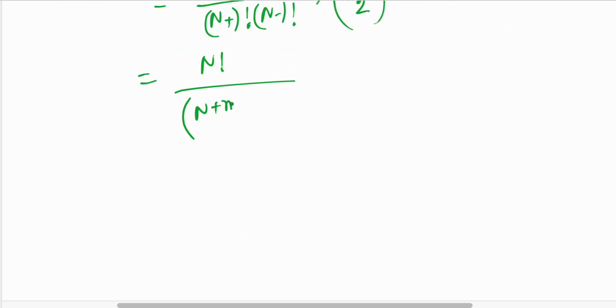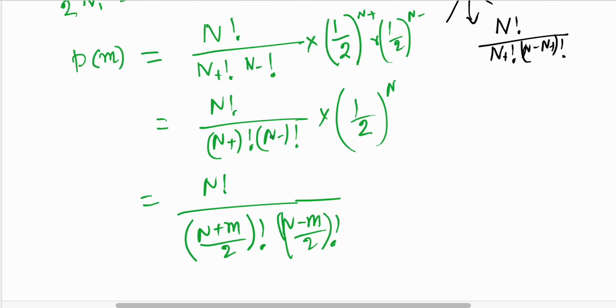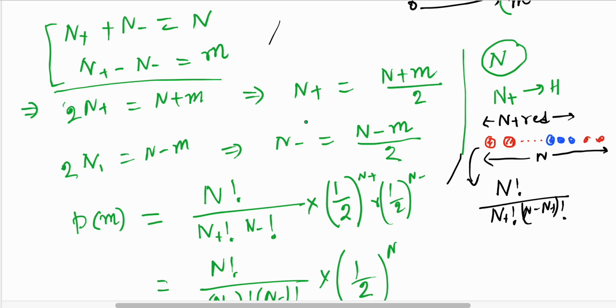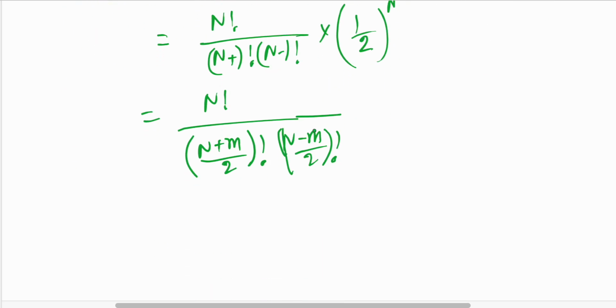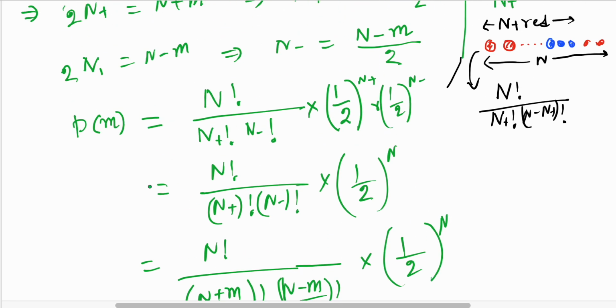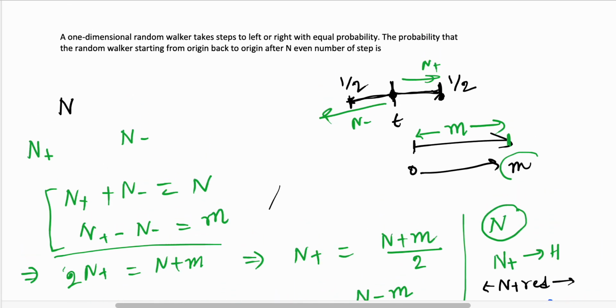So (n+m)/2 factorial, (n-m)/2 factorial. I just put the value of n plus and n minus that I have calculated here in this expression. So half to the power n. So this is the probability that that guy actually reaches the mth step in the right direction.